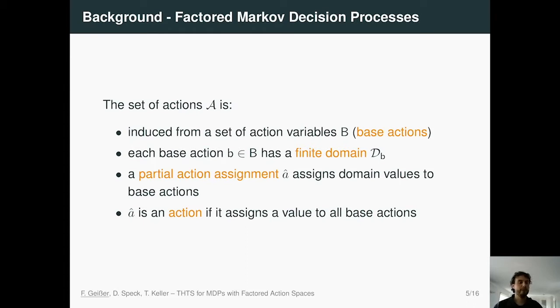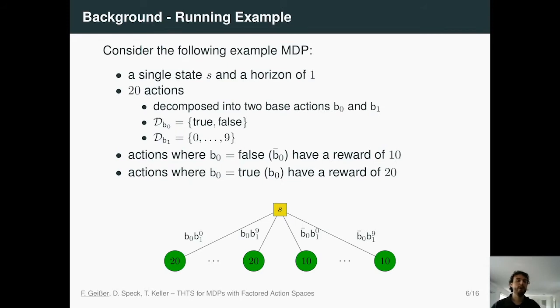Now, let us look at an example MDP here. We have a really small MDP. We only have a single state and a horizon of one. That means we can only apply one action. And we have 20 different actions decomposed into two base actions. We have B0 and B1. The domain of B0 is binary. Either it's true or false. And the domain of B1 has 10 different values from 0 to 9.